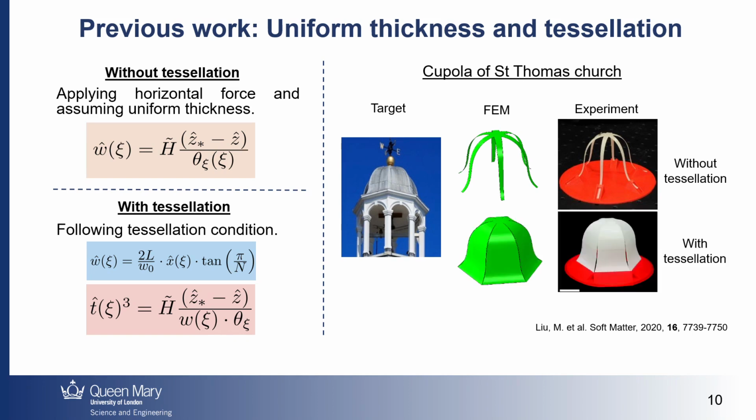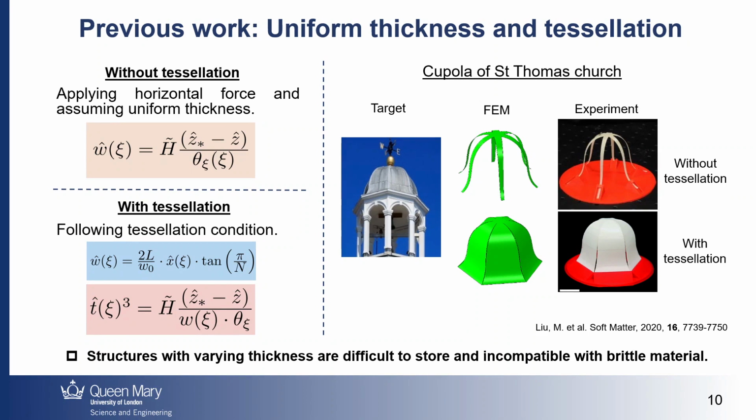By doing that, we can achieve this perfectly matched edge, basically tessellation. But at the same time, the thickness of the petal varies across the longitudinal direction. However, structures with varying thickness are difficult to fabricate and are typically incompatible with brittle materials.